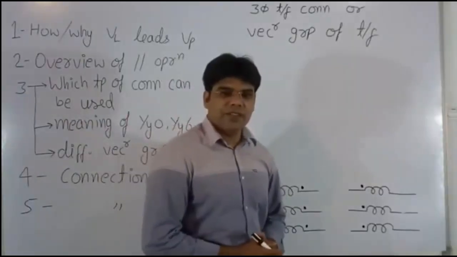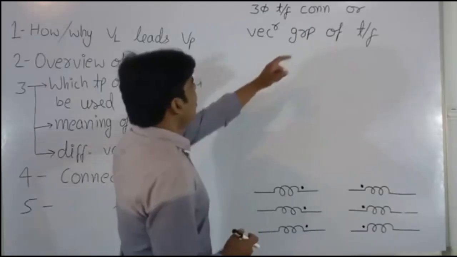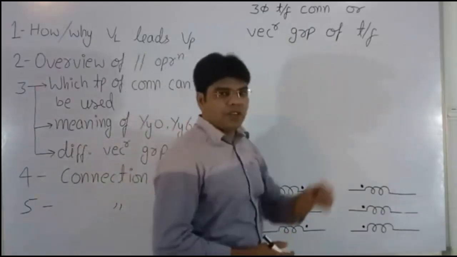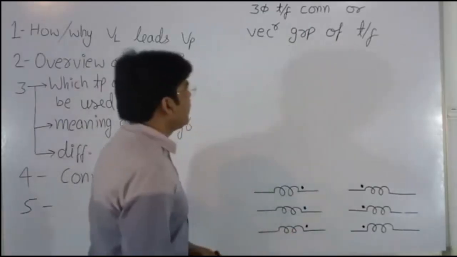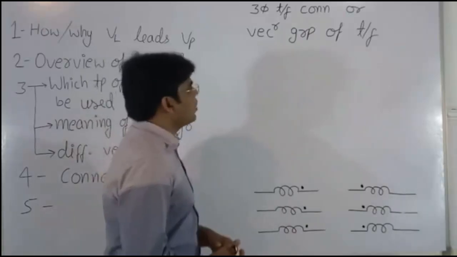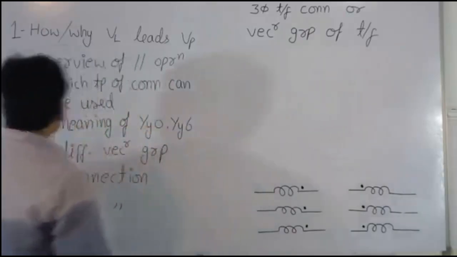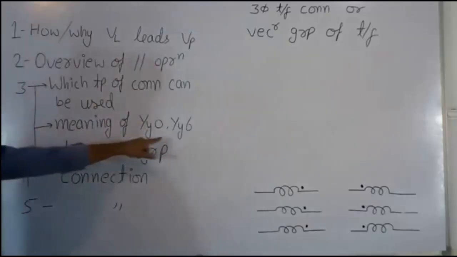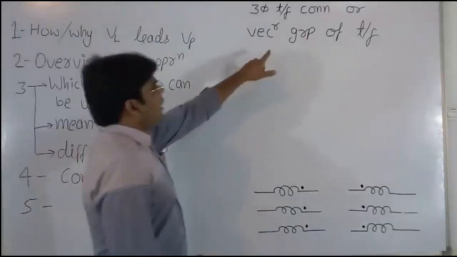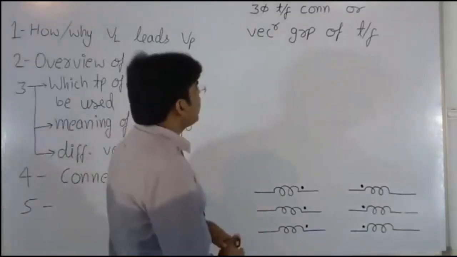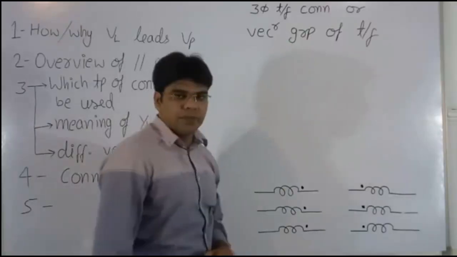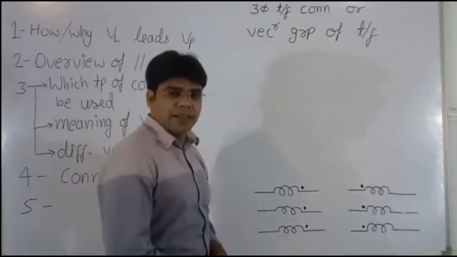Today's topic is three-phase transformer connection, or vector group of transformer. Actually, we will have some vector groups. What are those groups? We will see in part 3 here. And we will have to perform connection for these vector groups. What is meant by connection here?